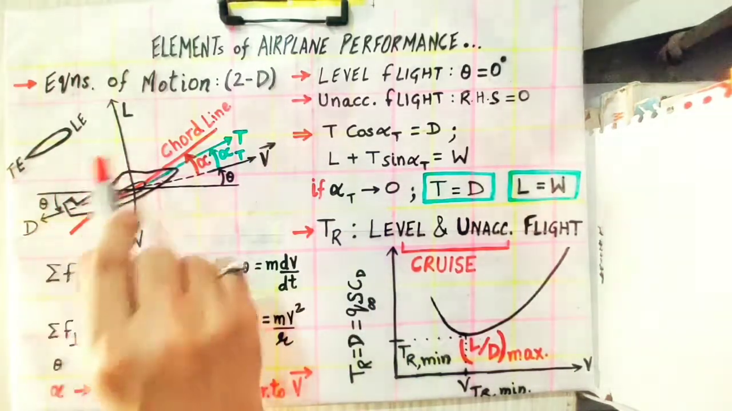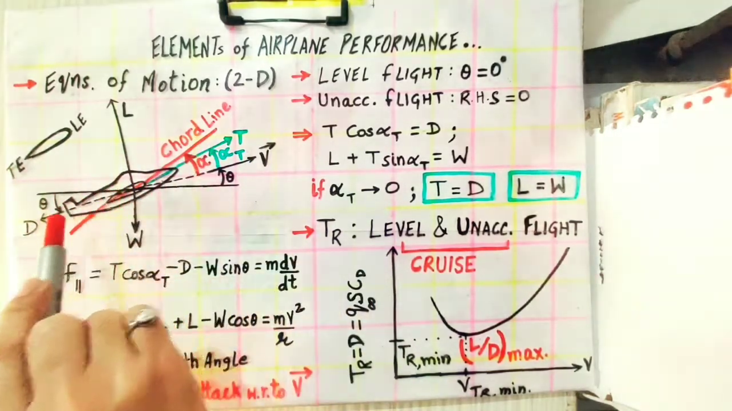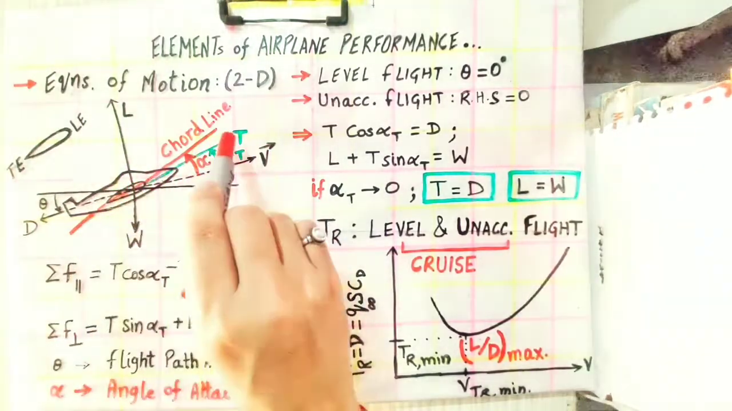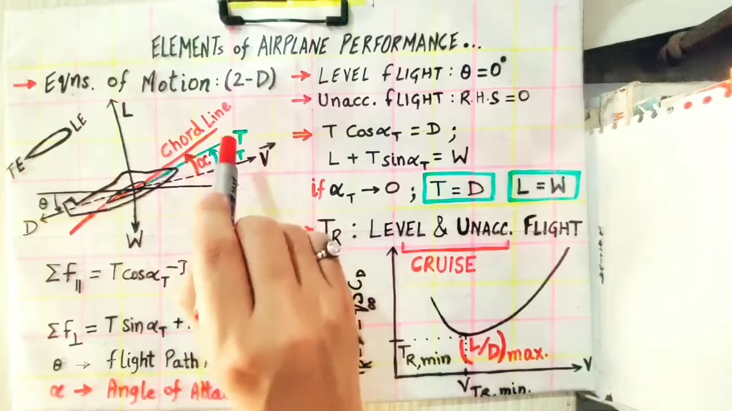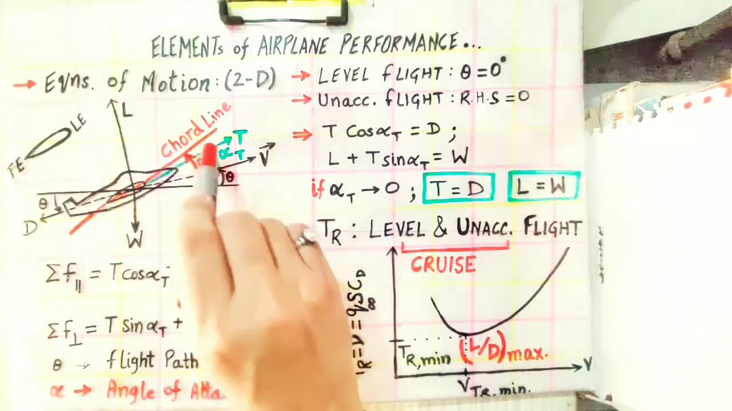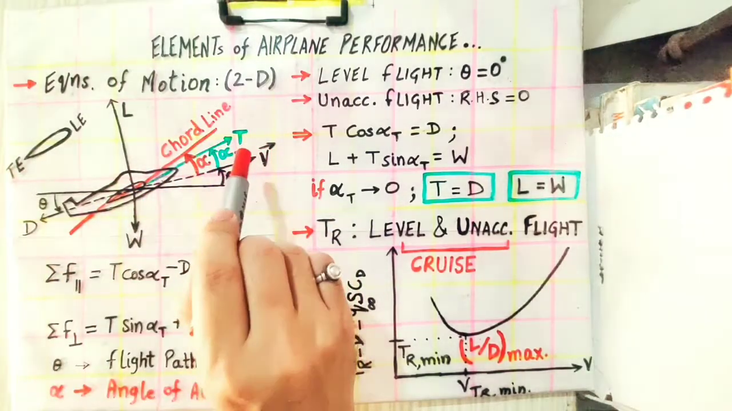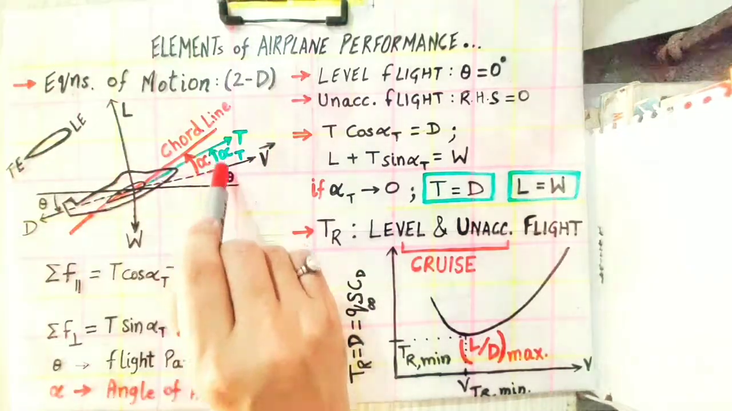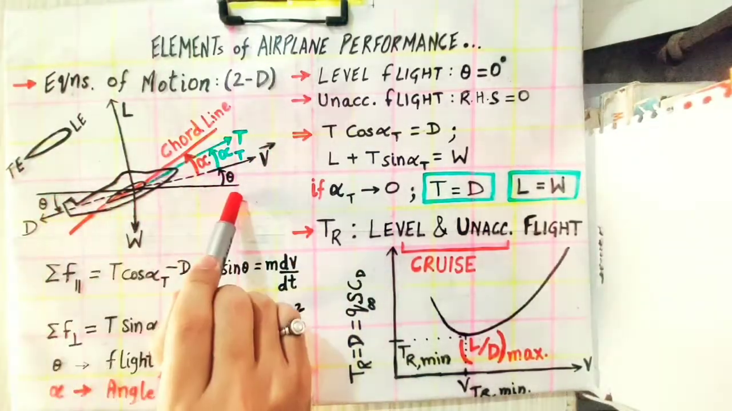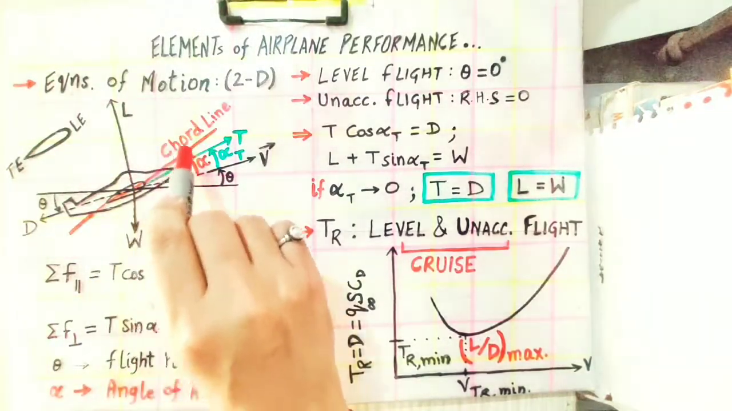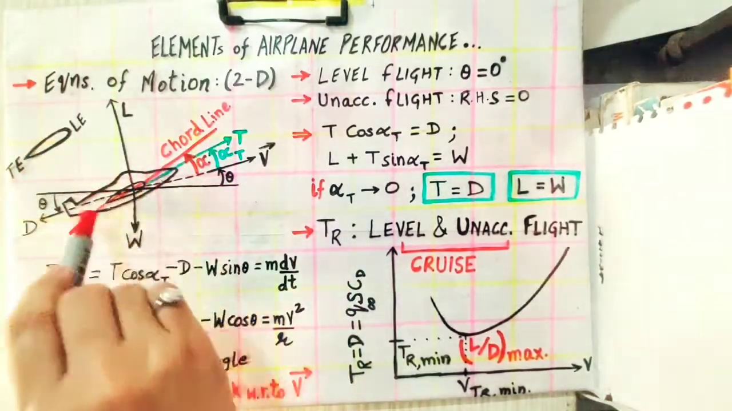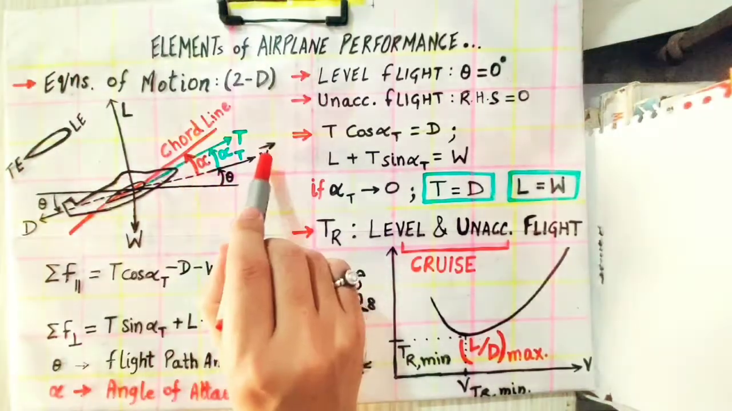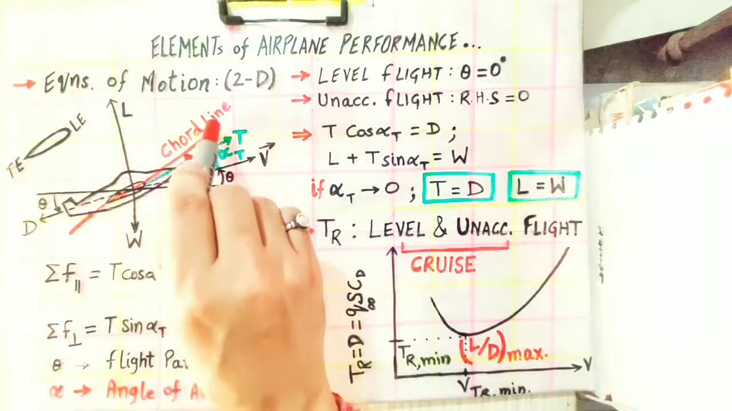And these two are aerodynamic forces, and the force which is moving it forward is the thrust force, and we are representing it here with T. It is at an angle alpha t from the flight path, and the velocity or the flight path which the aircraft is following is at an angle theta, the flight path angle, from the horizontal. And this alpha is the angle between the chord line of the wing, which is taken from here, and alpha is measured from the flight path direction to the chord line.